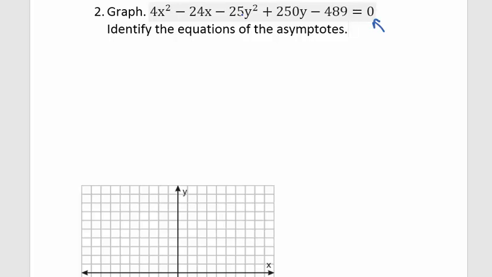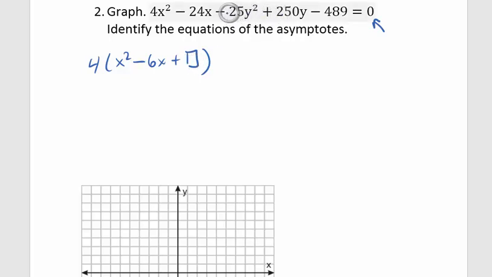Alright, so we're starting. We've got it organized. My x's together, my y's together. I'm going to factor out, looks like here, a 4. So that would look like this: 4 times x squared minus 6x. And then I'm going to put on here plus some mystery box. That's me working to complete the square.